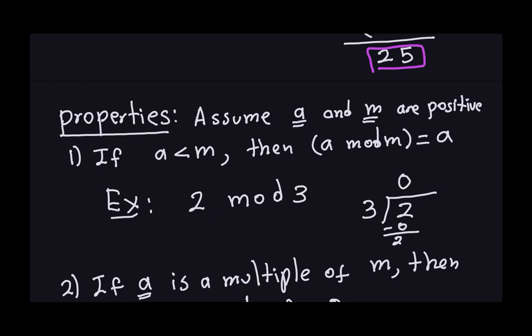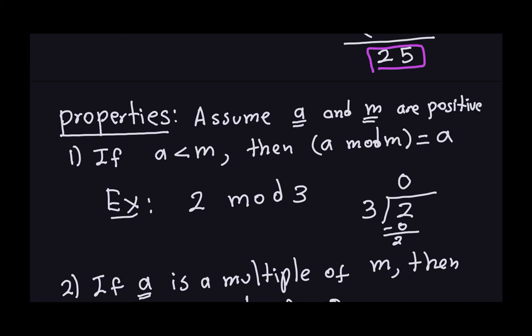That's what the property is saying. Every time you have a less than m, and I'm assuming here that both a and m are positive, then a mod m will be a again, as long as m and a are positive and a is strictly less than m.